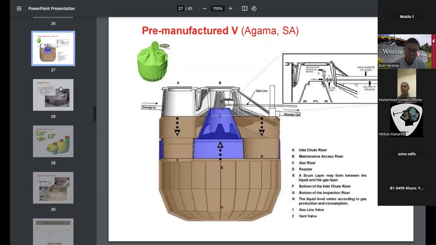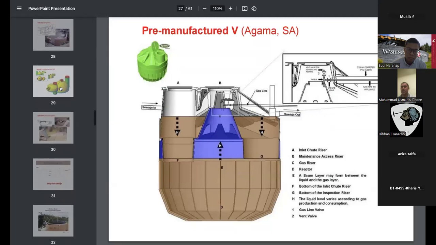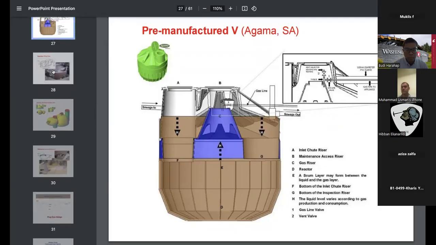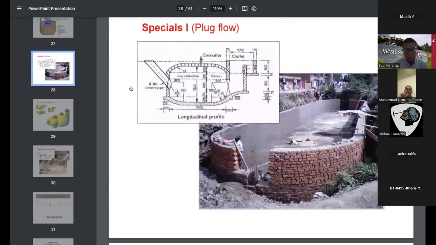This is a prefabricated biogas plant from Agama, South Africa. This type of biogas plant is almost similar to the Chinese one, but they have used different sections and different types of plastic compared to the one which we have seen in the previous picture. Next, please. And this is another type of biogas plant.